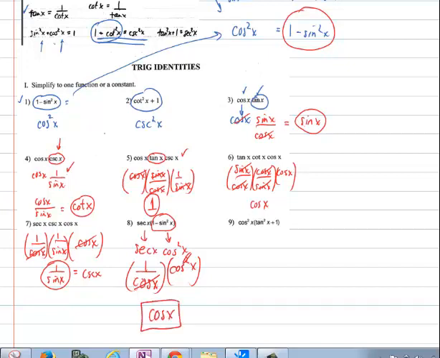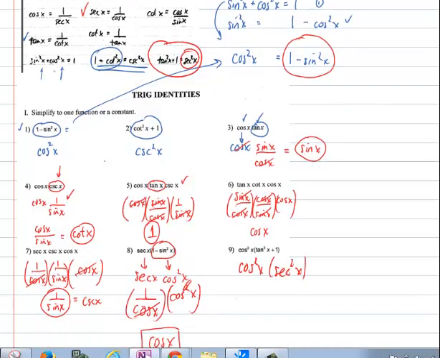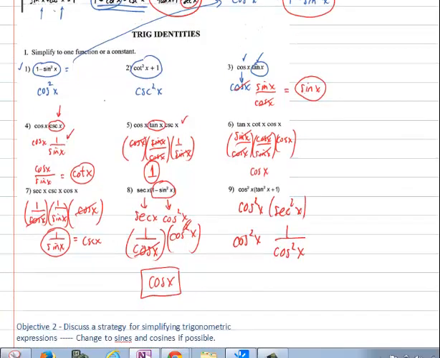Last one, we have tangent squared of x plus 1. If you look at your identities, you're looking for the replacement. So I'm going to replace it with secant squared of x. And if you notice, cosine squared of x is being multiplied by secant squared, which is 1 over cosine squared of x. These two cancel out and leave you with just 1.